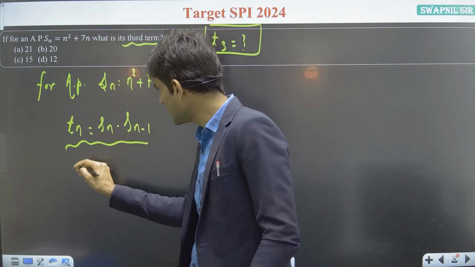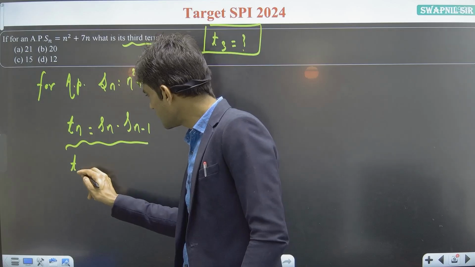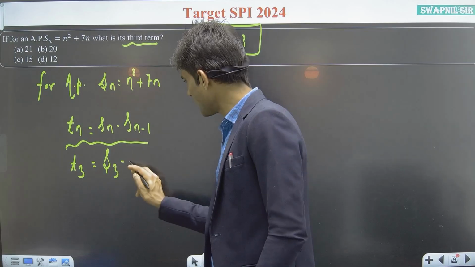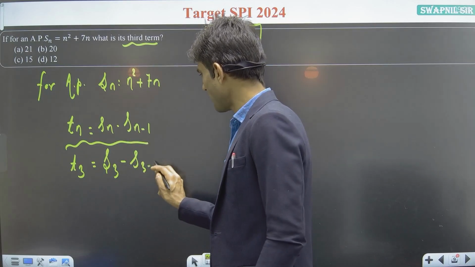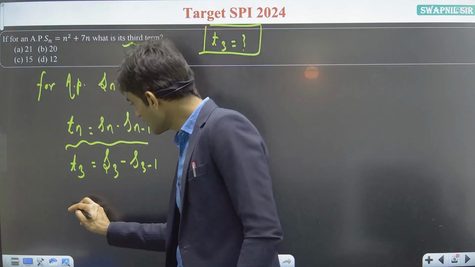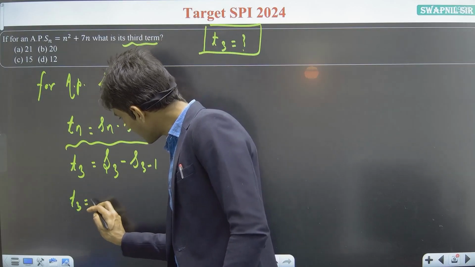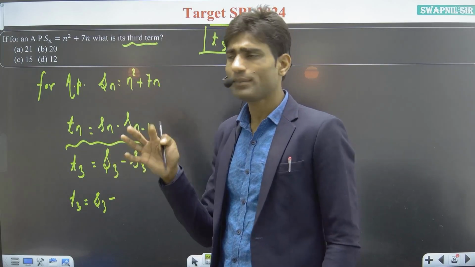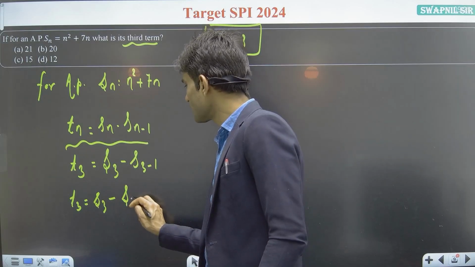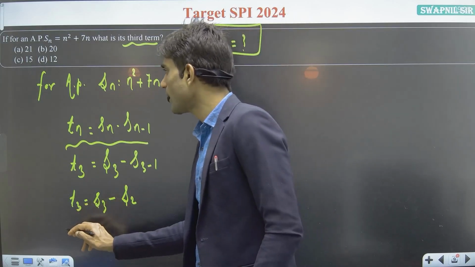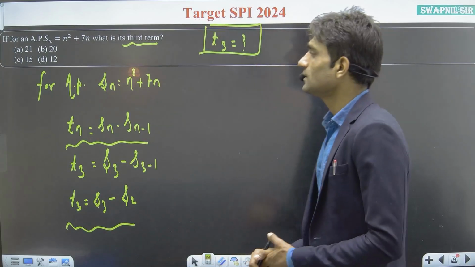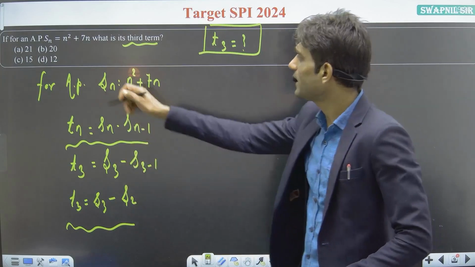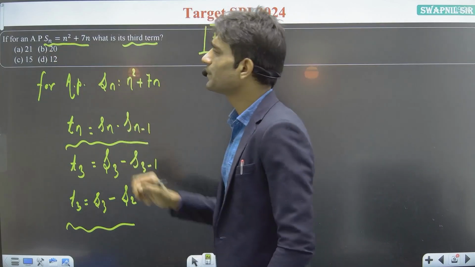So replace n with 3. T3 can be written as the sum of the third term minus the sum of the third term minus 1, that means the sum of the second term only. So the value of the third term T3 is S3 minus S2. For finding S3 and S2, use the sum of n terms given in our question.